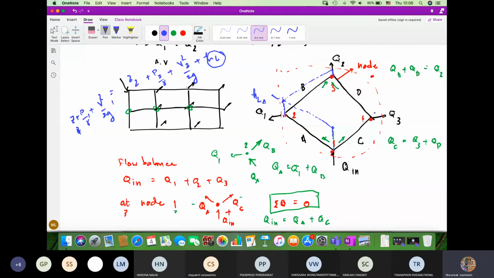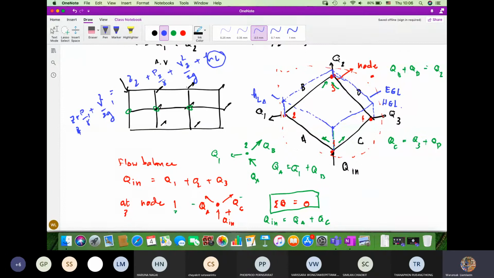Okay, this is number 3. Okay, this is number 4. So there will be some loss here, and again there will be some loss due to the flow through the pipe at D. So this is a kind of energy grade line, or the hydraulic grade line.